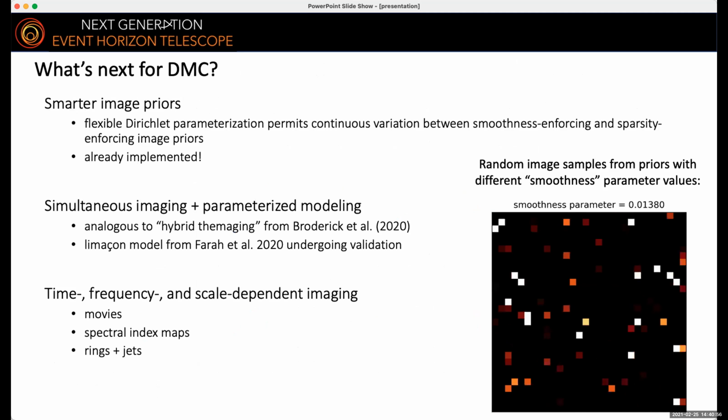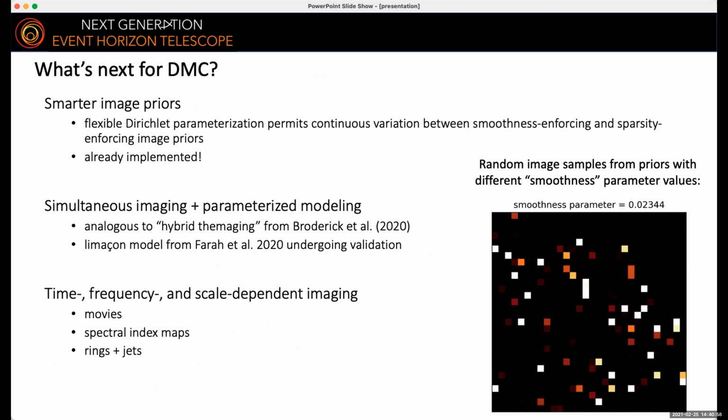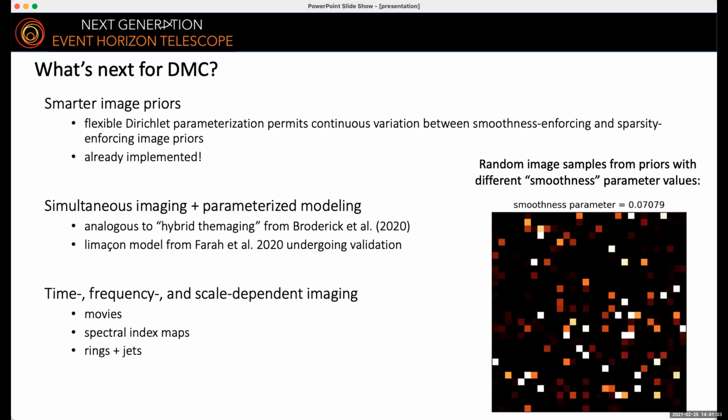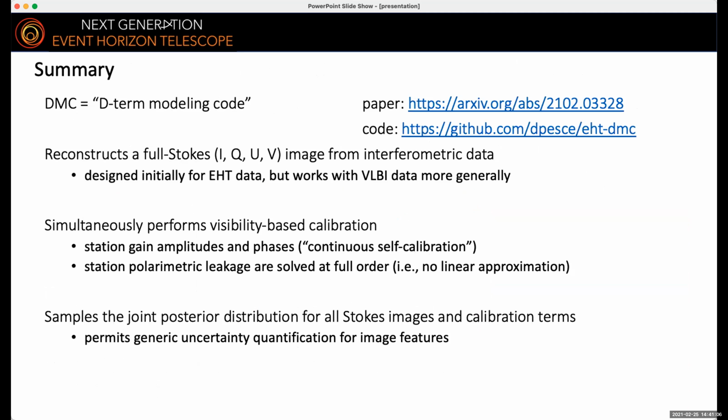And before closing out here, I just want to note that DMC is still very much being developed, with a number of improvements having been implemented even since I submitted the paper, and more are planned for the near future. So with that, I'll leave up my summary slide and end the talk.